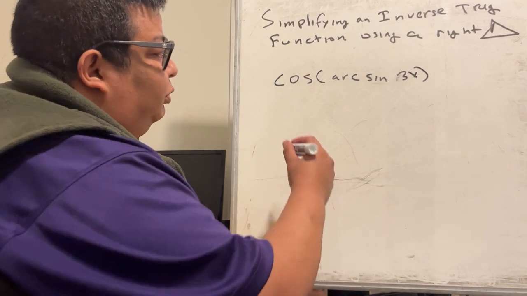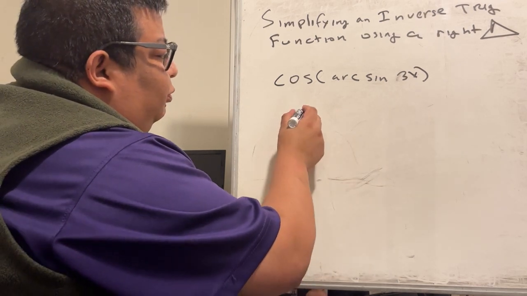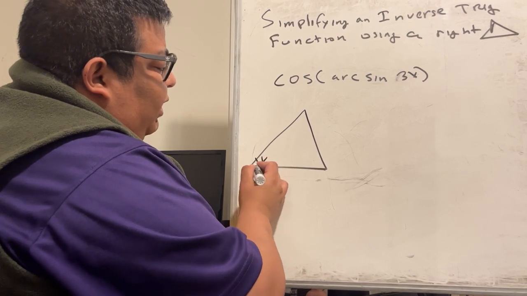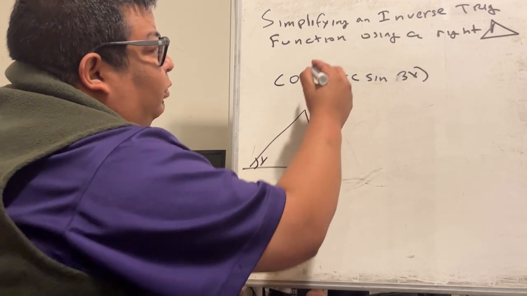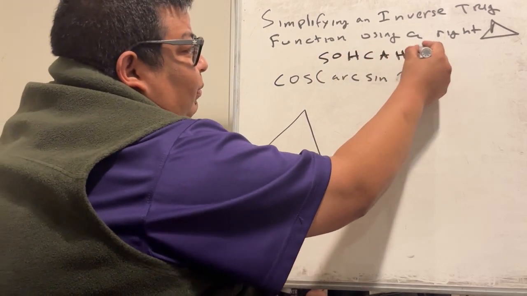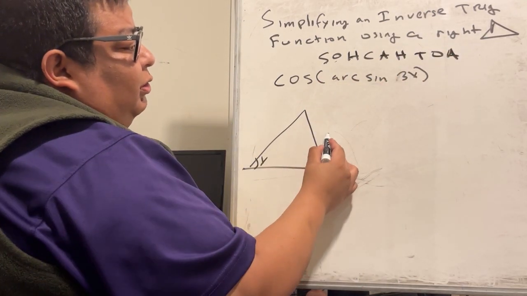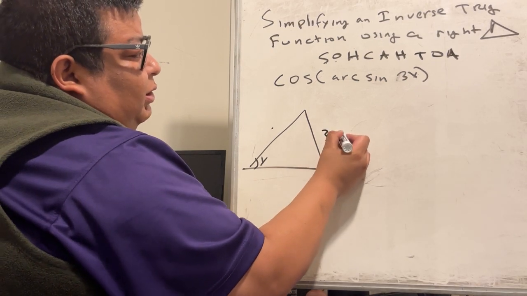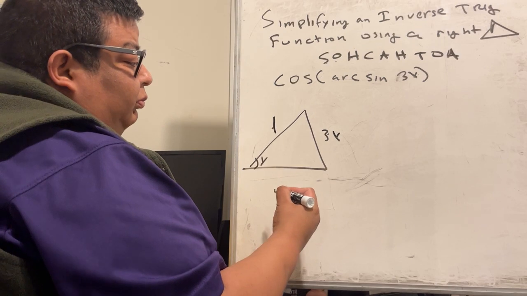So first we're going to draw a right triangle. We're going to say that y is our angle. We know that sine from SOHCAHTOA says that sine is equal to opposite over hypotenuse. That means that opposite is 3x, and you can say over 1, so that would be 1.